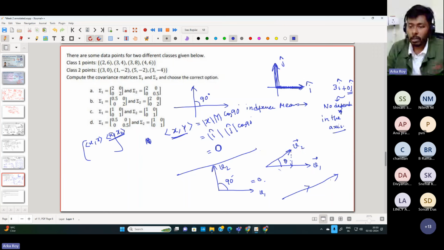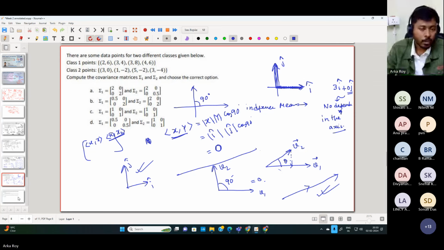So the machine learning model will be confused. But if you feed features like this, i cap and j cap, then your machine learning model will be very happy to work with these kinds of features rather than this, because these features don't have dependency. And machine learning models, deep learning models do not like dependency. So this is the interpretation.